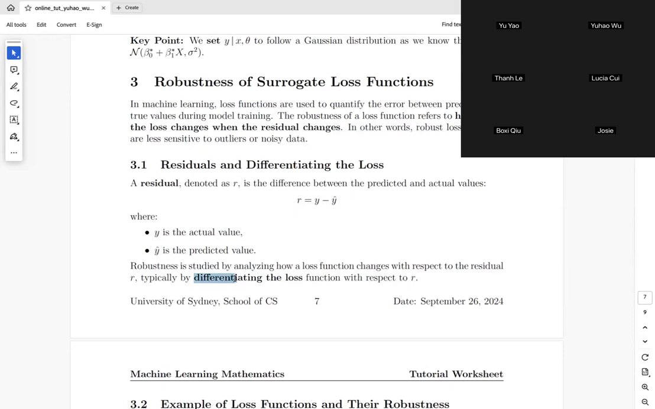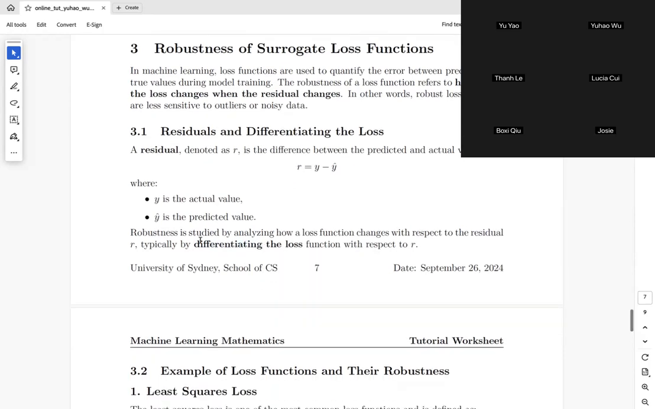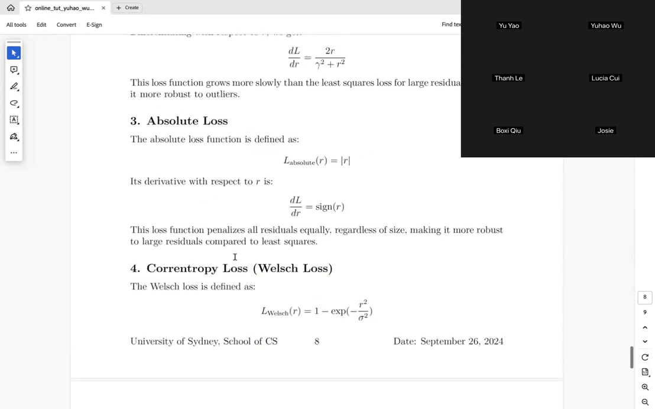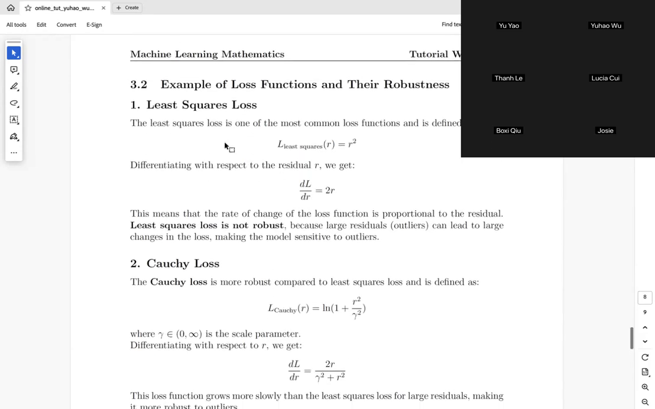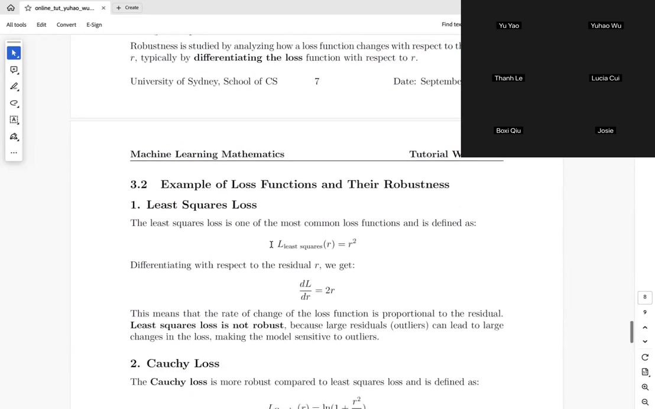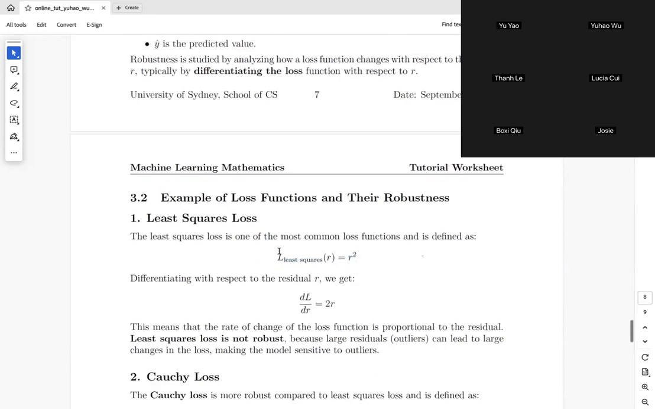Normally we will use a differential. We differentiate our loss function with respect to r. For example, in our tutorial slide, we have four different losses, and these losses have different loss functions. For the least square loss function, if we input the r, this function equals r squared. If we differentiate this loss function with respect to the residual r, we get 2 multiplied by r.